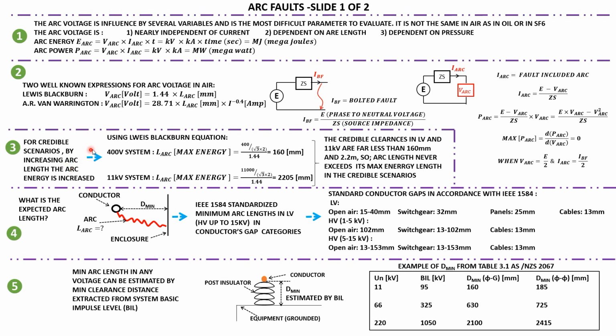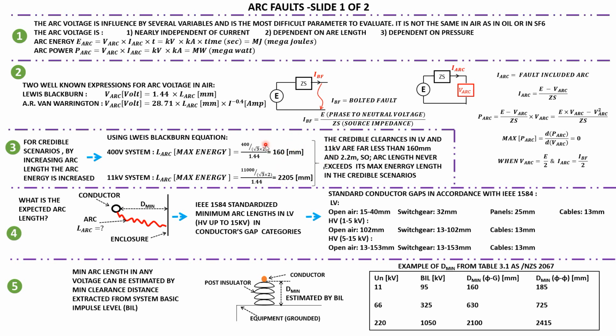And just for some proof of that, I'm using the Lewis-Blackburn equation and calculating the arc length that gives the maximum energy. So for a 400 volt system, it's half of the system voltage divided by 1.44 from this equation, and it's 160 millimeters of arc length. And for an 11 kV system, it's 2.2 millimeters of arc length.